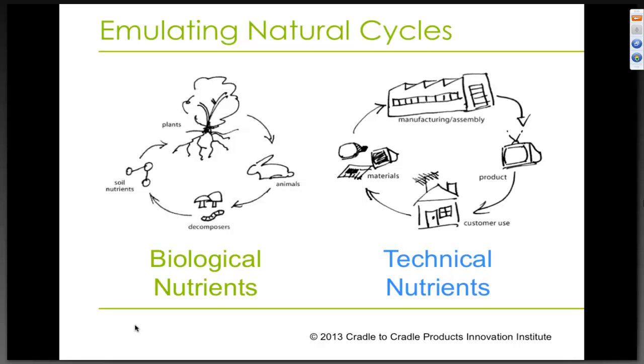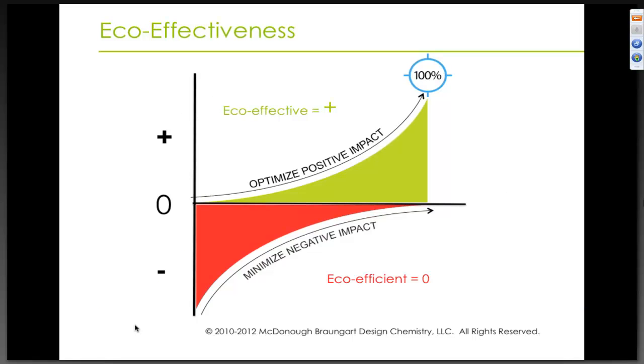So not just using less energy, but making sure that the energy that we are using is renewable energy. Not just using less toxic chemicals, but actually choosing chemicals and designing chemicals that are benign or even have a positive impact for those that are exposed to them.